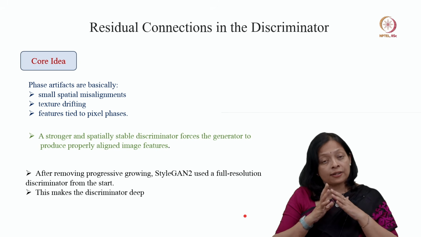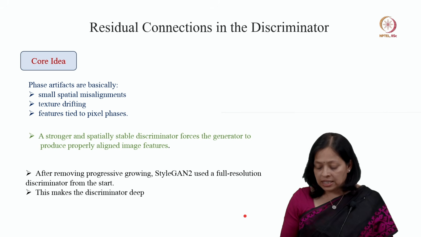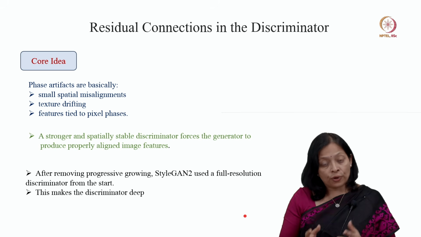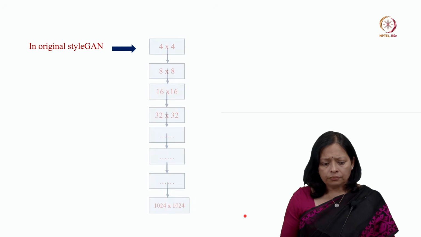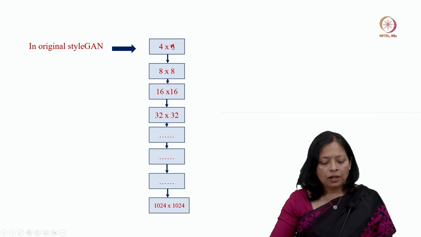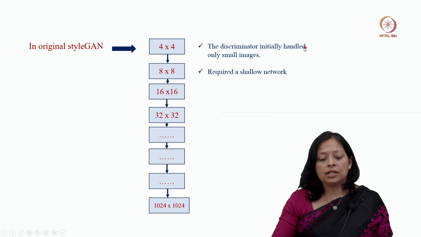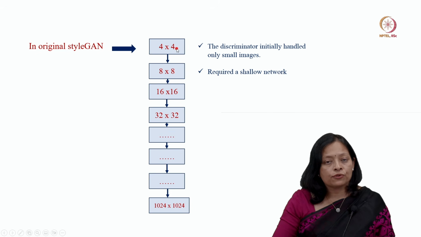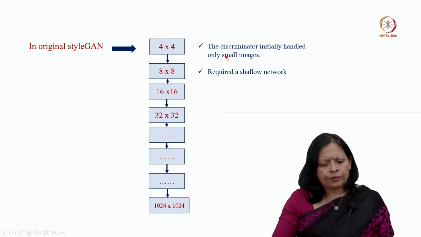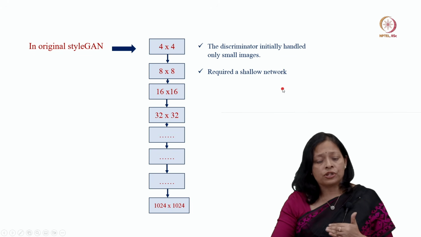Now this is a large image, and the discriminator's network becomes deep in order to process this image. Now we will just have a visual representation of this. In original StyleGAN, we were having these upsamplings from 4 to 1024x1024. So initially, the discriminator handled a very small image. This is 4x4 that is handled, and handling a small image of 4x4 resolution does not require a deep neural network, a shallow network is sufficient for it.